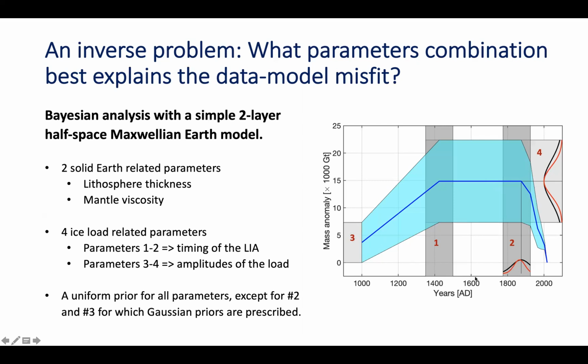We also let the duration of the Little Ice Age vary freely. Parameter 1 here essentially represents the timing of the inception of the Little Ice Age, and parameter 2 represents the termination time of the Little Ice Age. Parameter 3 is related to the mass anomaly of the ice sheet during the medieval warm period. And parameter 4 is the mass anomaly related to the Little Ice Age. We have some prior information to constrain the termination LIA time and the mass anomaly. And for the rest of the parameters, we assume uniform priors.